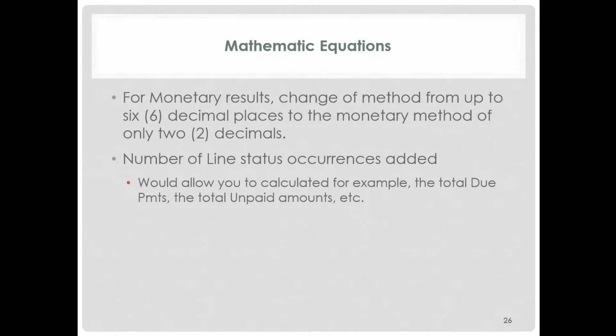Number of line status occurrences. We added this in the mathematical equations. So you can multiply, for example, the number of unpaid payments by the amount that should have been paid to obtain what amount is due on the unpaid payments. So it's a multiplication of the number of occurrences by a certain amount.